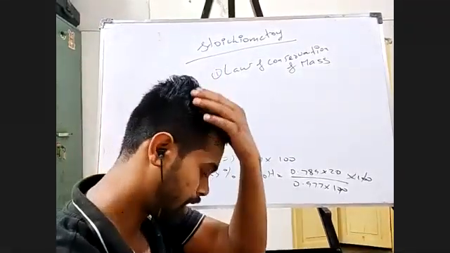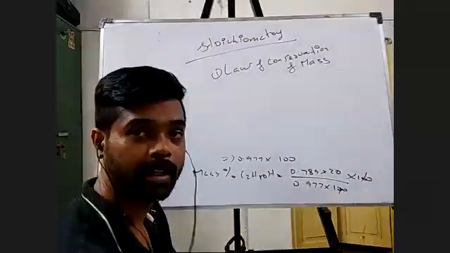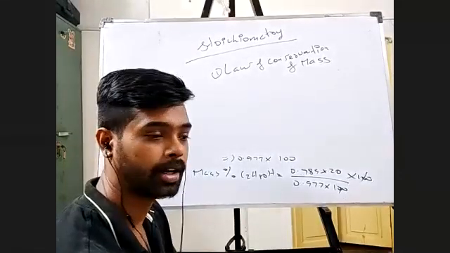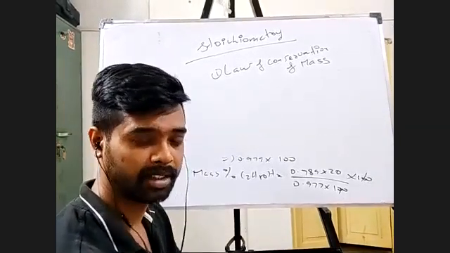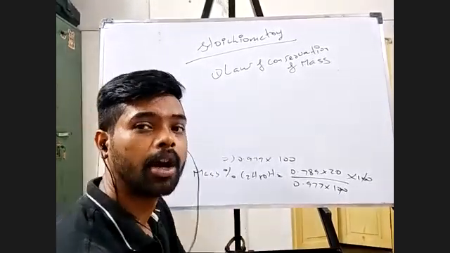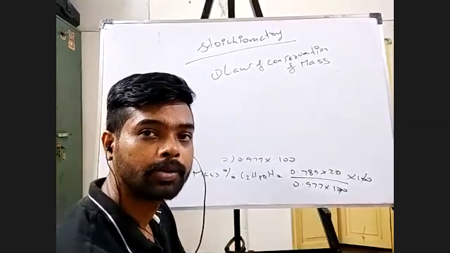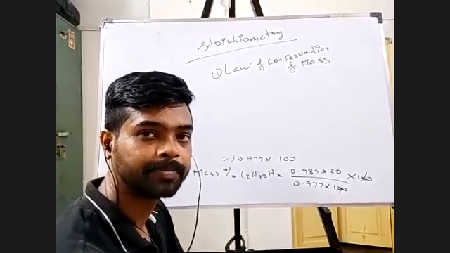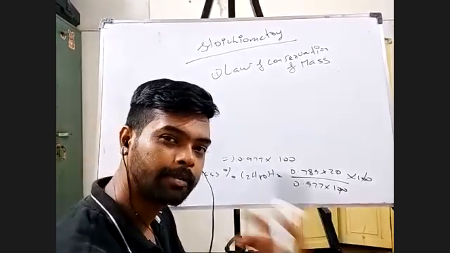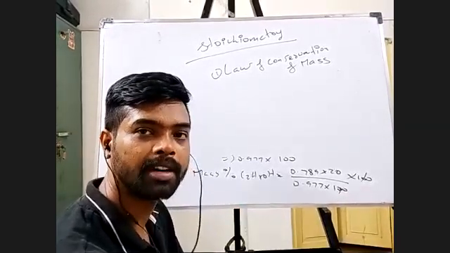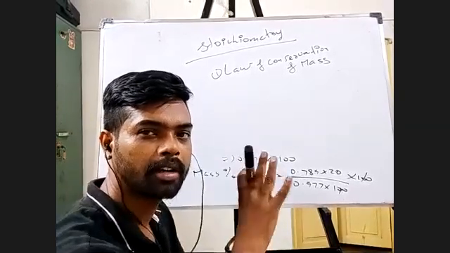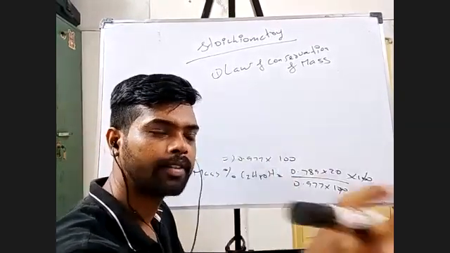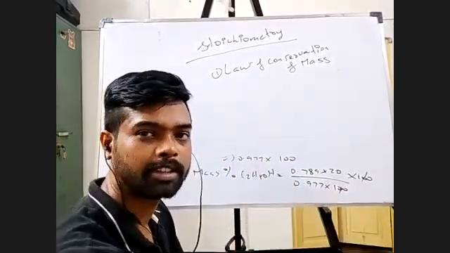Law of conservation of mass says that mass can neither be created nor be destroyed, but can be transformed from one form to another form. Now the transformation of mass in case of a chemical reaction is basically happening between reactants to products. Whatever the mass of reactant I have, that entire mass is converted into the mass of products.